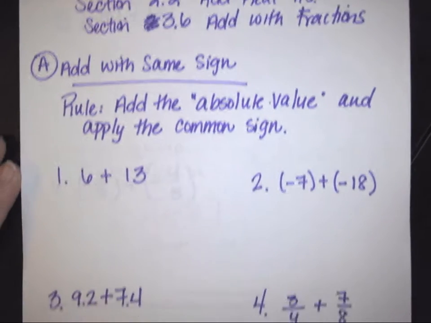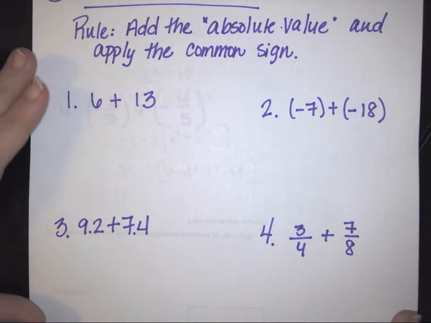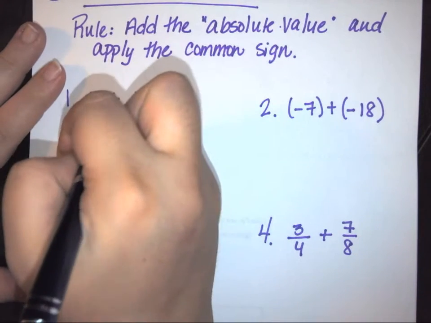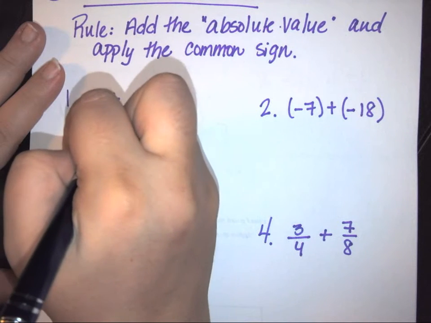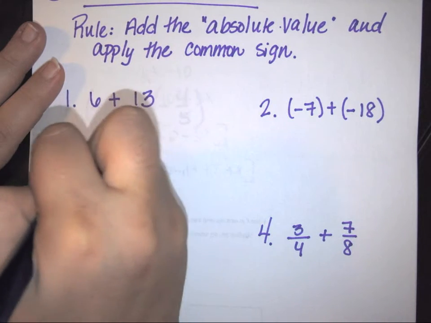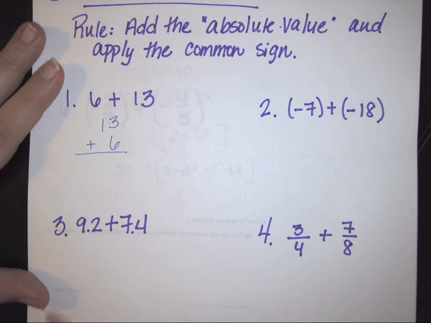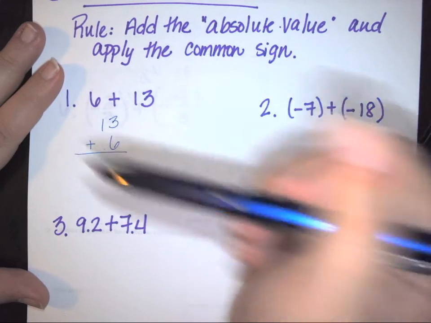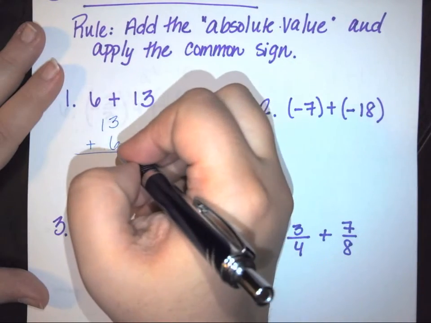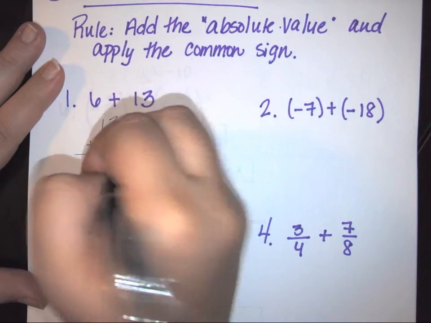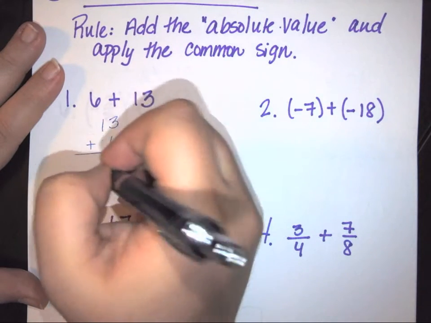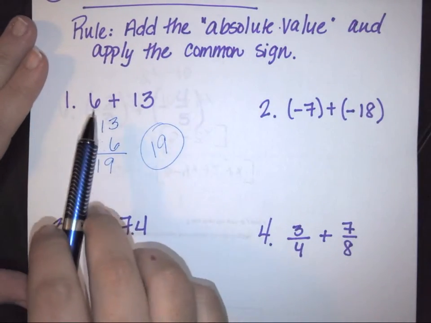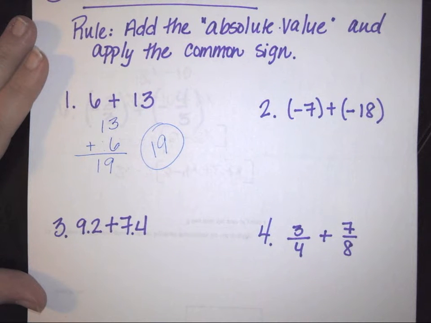Well, one of the ways that I find it fairly easy to add numbers together is to go old school and do it vertically. So you put the bigger number on top and the smaller number below. And then remember, when you add vertically, you look at the ones column first, the tens column second, the hundreds column third, and so on and so forth. So here I have 6 plus 3 gives me 9. And then I have 1 plus 0 gives me 1, thus making my answer 19. And since both numbers were positive, I do not have to include a sign.